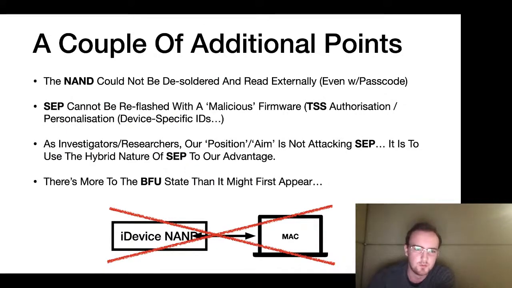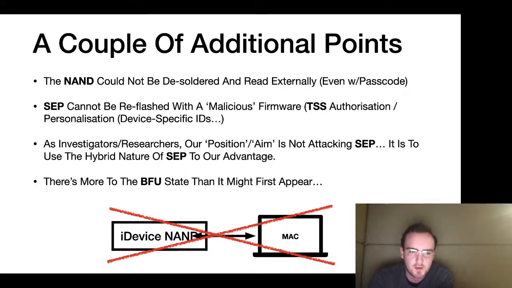So a couple of additional points. Again, the NAND cannot be desoldered and read externally, even with a passcode. So you can know what the passcode is for a device, you can take off the NAND, you can chuck that passcode at it all day, you could try every single possible passcode, but you will not get access to the data, because the passcode is not the passphrase which is then used to decrypt the data. It's passed through another processor, the SEP, and then that will permit decryption using the keys which it holds internally.